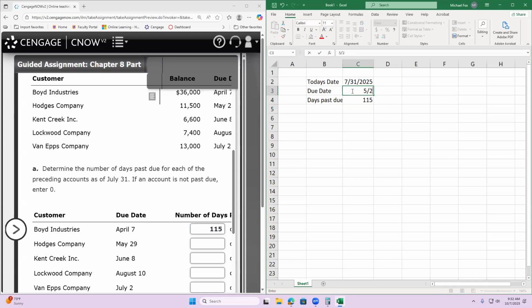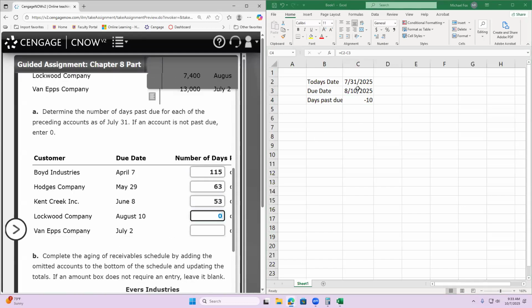Here, the due date was 5/29. That one's 63 days past due. This one is 6/8, or June 8th. Then August 10th, so that one is not past due. If it's negative, it means it's not past due; it's due in 10 days. If an account is not past due, enter 0, so I'm going to put 0 there. And then Van Epps, that's 29 days past due.